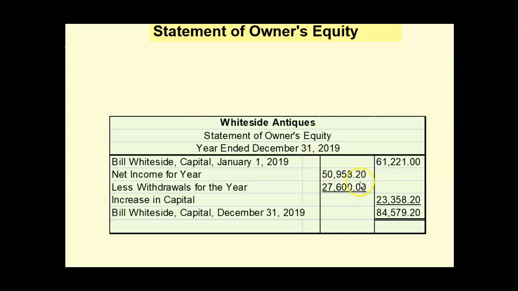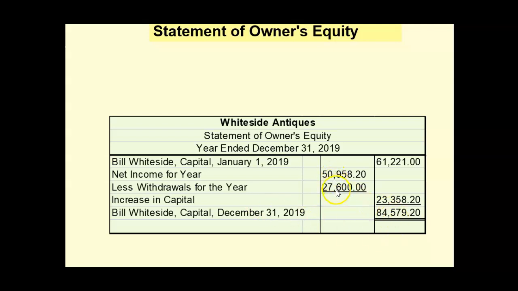It shows the owner's beginning capital. It would show the net income or net loss, which came from the income statement, and it shows any withdrawals made by the owner during the course of the accounting period. You compare your net income against your withdrawals. Depending upon which is greater, we will either have an increase or a decrease in capital.